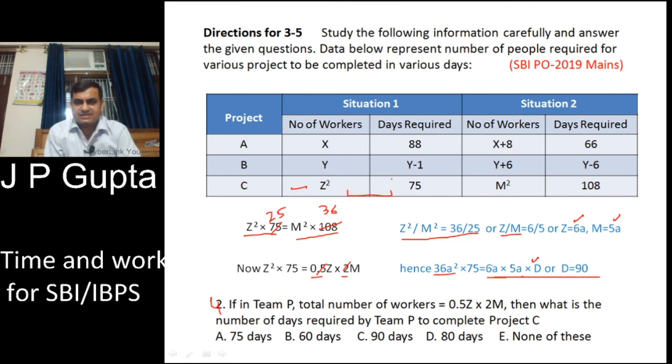Now again by cancellation, 6 into 6 is 36 and 5, if you cancel 75 by 5, it will be 15. So our answer will be 15 into 6, that is 90. So I hope you also understood this, and this is again an easier question and we must attempt it.